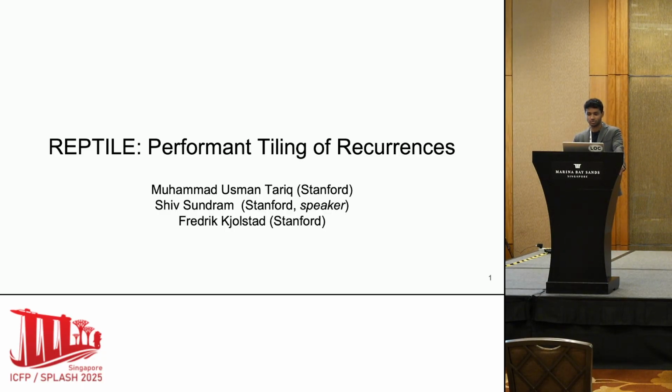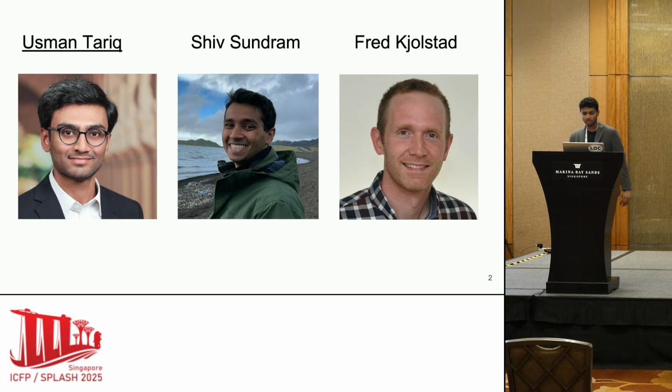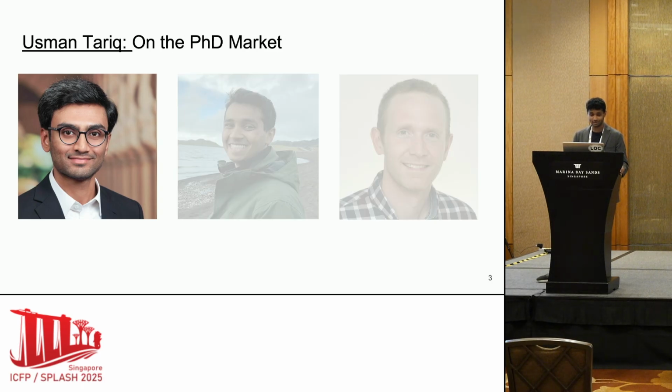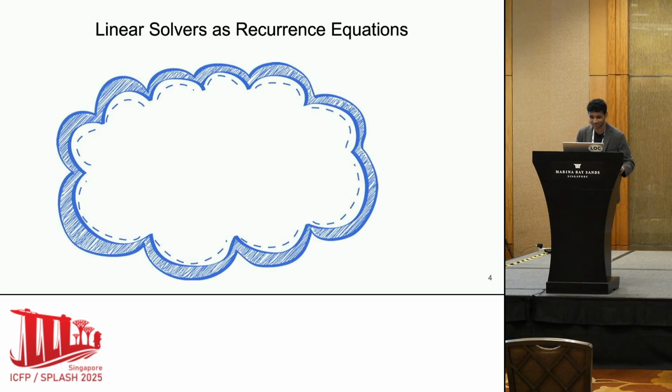I'm a fourth-year doctoral student at Stanford, and today I'll be talking about tiling recurrence equations. This is work I did with Kjolstad, my advisor, and it was led by Mohammed Usman Tariq. He couldn't make it due to some unforeseen engagements, but I want to be clear that this is all his creativity. I also want to be clear that he is young, he is brilliant, and he is applying to PhDs this fall, so please look out for his application.